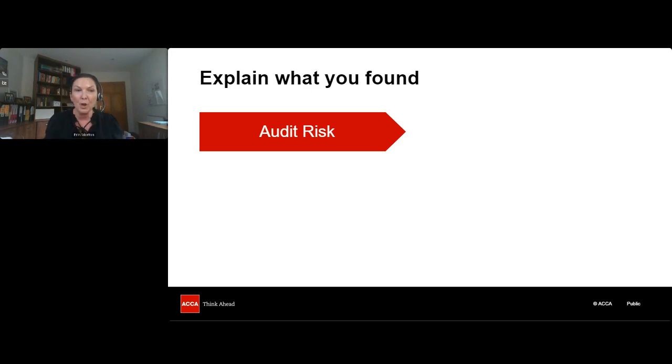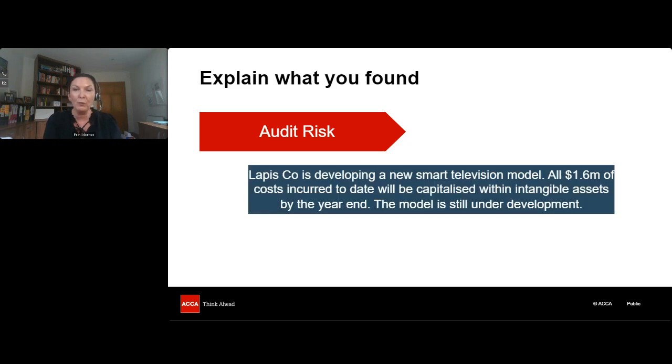For example, if we had an audit risk, we need to explain what we've found. Here's one that we've got from Lapis. One of the things in the scenario they told us was that they were developing a new smart television model. $1.6 million of costs incurred to date will be capitalized within intangible assets. The model is still under development. So we've got that, brilliant. That's up to half a mark.